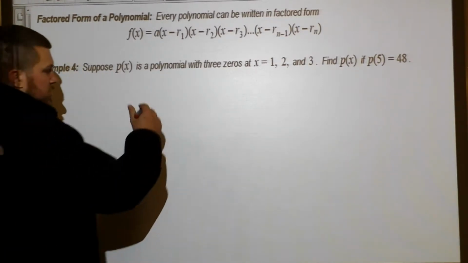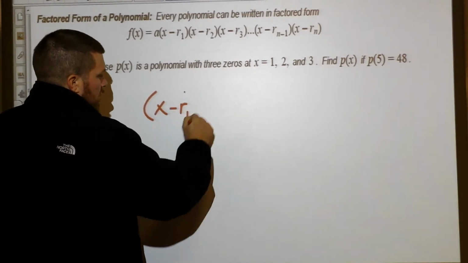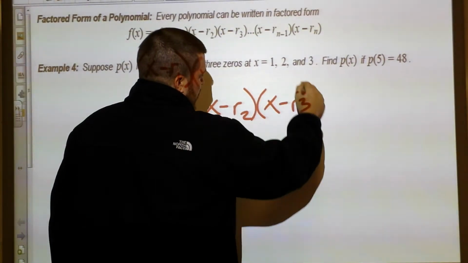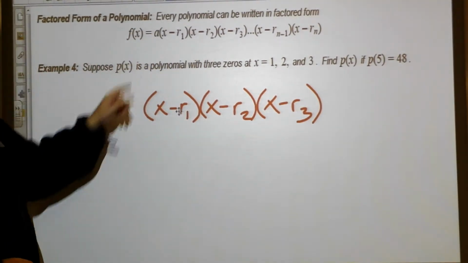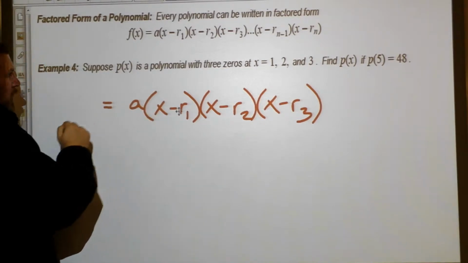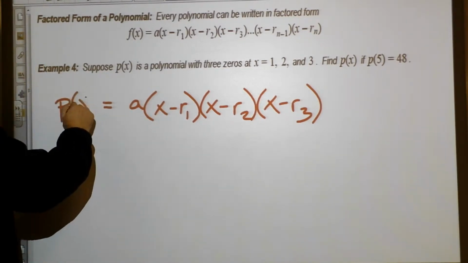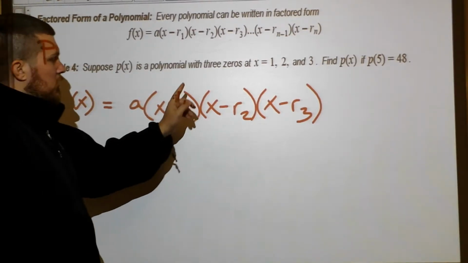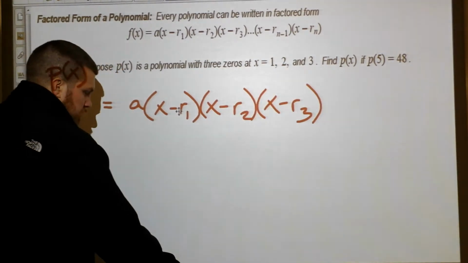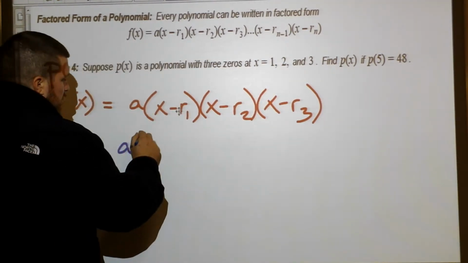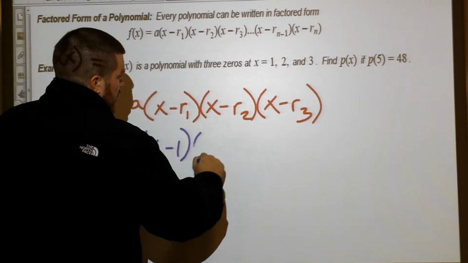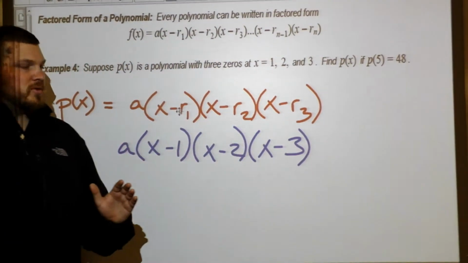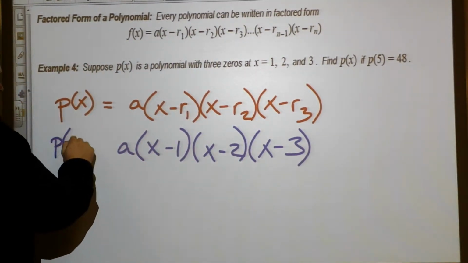So we're going to start off with the factored form of the polynomial. There's 3 roots, so I'm going to start off with x minus r1, x minus r2, and x minus r3. We know we need some kind of scaling factor a out front, and this polynomial's name is p of x. So this is just general. We haven't really done anything yet. What we need to do now is everywhere I see an r1, r2, r3, I'm going to plug in my roots. So I have a times x minus 1, x minus 2, and x minus 3. That information was given to me. This is still p of x.